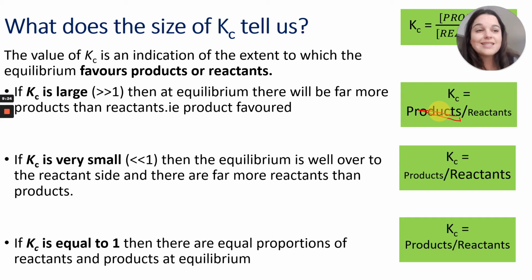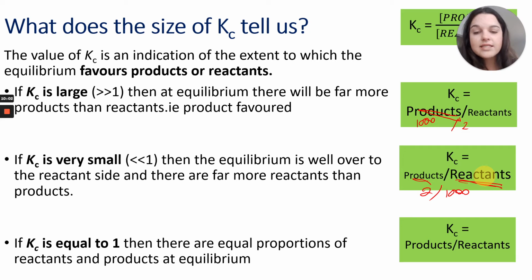However, if Kc is less than 1, then at equilibrium it's going to be well over to the reactant side. So I'm not forming much product, I'm left with still a lot of reactants. Because what I've got here is a small number divided by a big number, which is going to give me a number that's really small. For example, if I had up here 1,000 divided by 2, that's going to give me still a big number, 500. However, if I did 2 divided by 1,000, that's going to give me quite a small number.